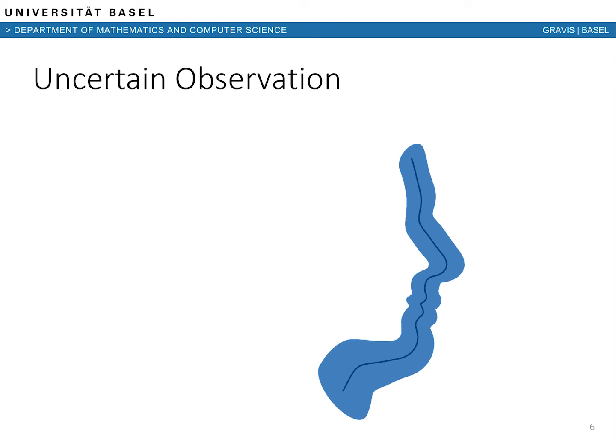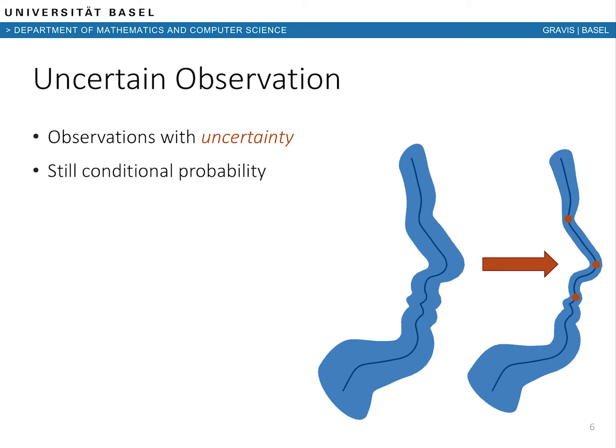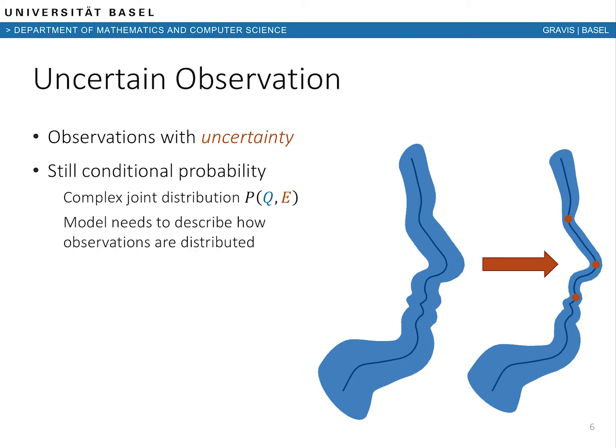So far we have only treated a certain observation. What should we change now if the observation becomes uncertain? We still observe 3 points, however the points are allowed to wiggle a little bit. We are not perfectly sure about the exact location of all these 3 points. So we call this uncertainty. We can solve this problem still using conditional probability. However, the joint distribution we need for this will be more complex, since it needs to model also how observations are distributed.